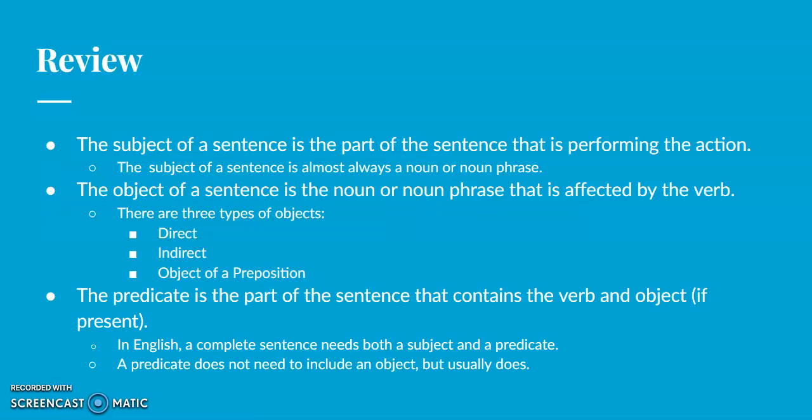Before we get started, let's quickly refresh some key points that we'll need to have in mind for this lesson to be useful. A preposition is a word or phrase that modifies a noun or pronoun, indicating a positional relationship to another word or phrase in the sentence. The subject of a sentence is the part of the sentence that is performing the action, the verb. The object of a sentence is the part of the sentence that is affected by the verb. And the predicate is the part of the sentence that contains the verb and the object if the sentence has an object.